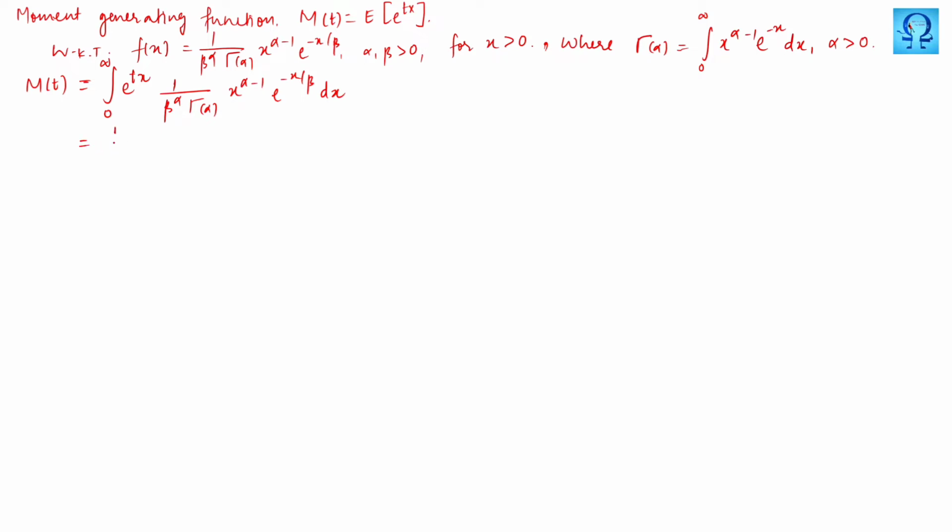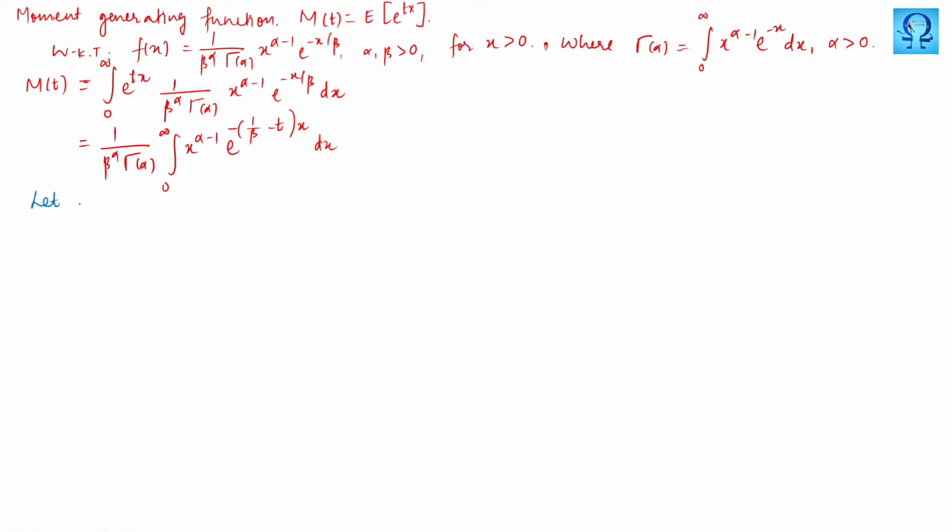Now here, beta to the power alpha and gamma of alpha are constants, so we take them outside. The integral from 0 to infinity of x to the power alpha minus 1, and here both are exponentials, right? So exponential of t minus 1 upon beta, multiplied with x dx. Let me rewrite this as minus of 1 upon beta minus t. So we just rewrite them, that's it.